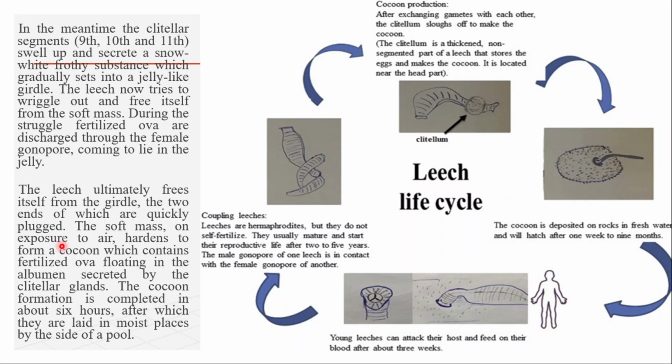The leech ultimately frees itself from the girdle, the two ends of which are quickly plucked off. The soft mass on exposure to air hardens to form a cocoon, which contains fertilized ova floating in the albumin secreted by the clitellar glands. The process of cocoon formation requires about 6 hours, after which the cocoons are laid in moist places by the side of a pool.